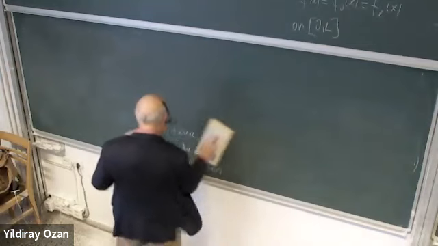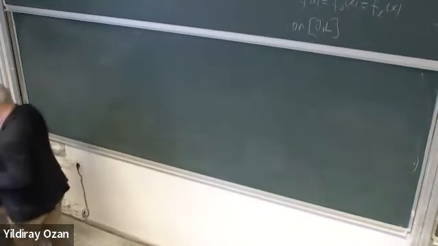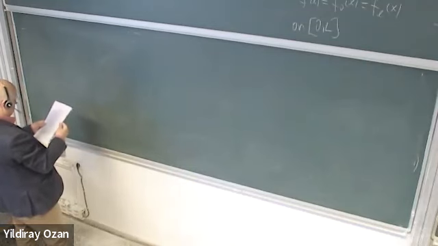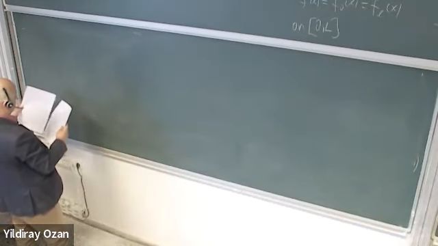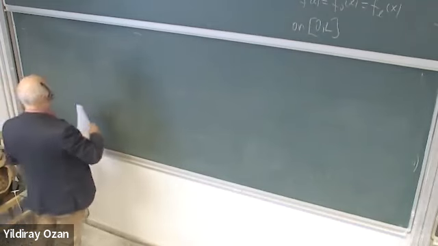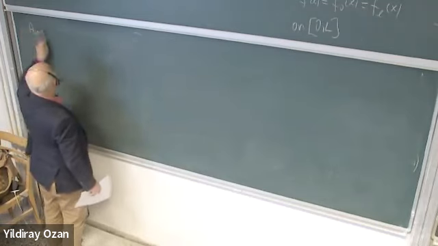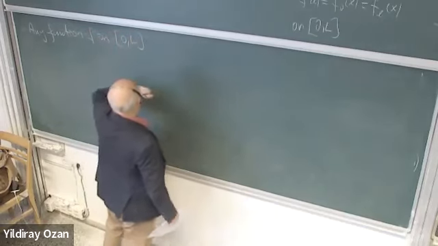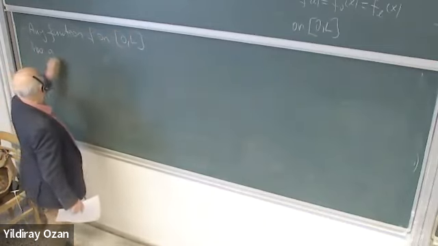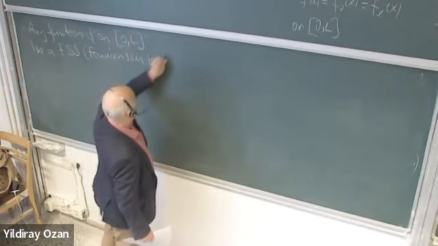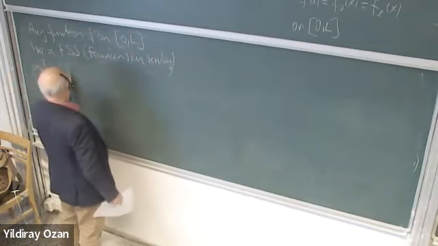So what is the conclusion? Let me just write down the conclusion. So any function, I mean, not any, integrable and so on, function f on 0 to L has a Fourier sine series and a Fourier cosine series.